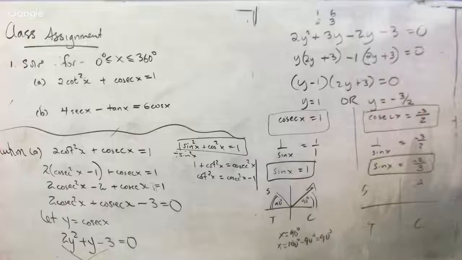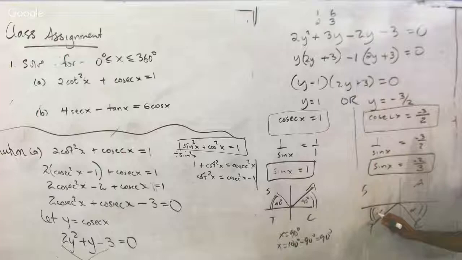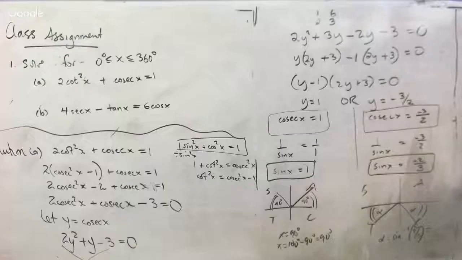Where is sine negative? Where it's not positive? In the third and fourth quadrant. This is alpha, that is alpha. What is alpha? Alpha is sine inverse of positive 2/3. What did that come out to be, in degrees? 41.81 degrees.